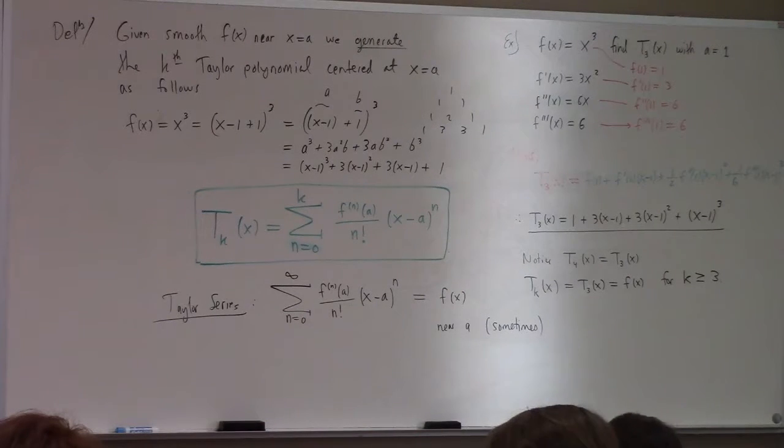Any misbehavior on the part of the function will also be found in the series. So if the function has a vertical asymptote or something, then the series will suffer the same fate. All right? But there are other things which are more mysterious.